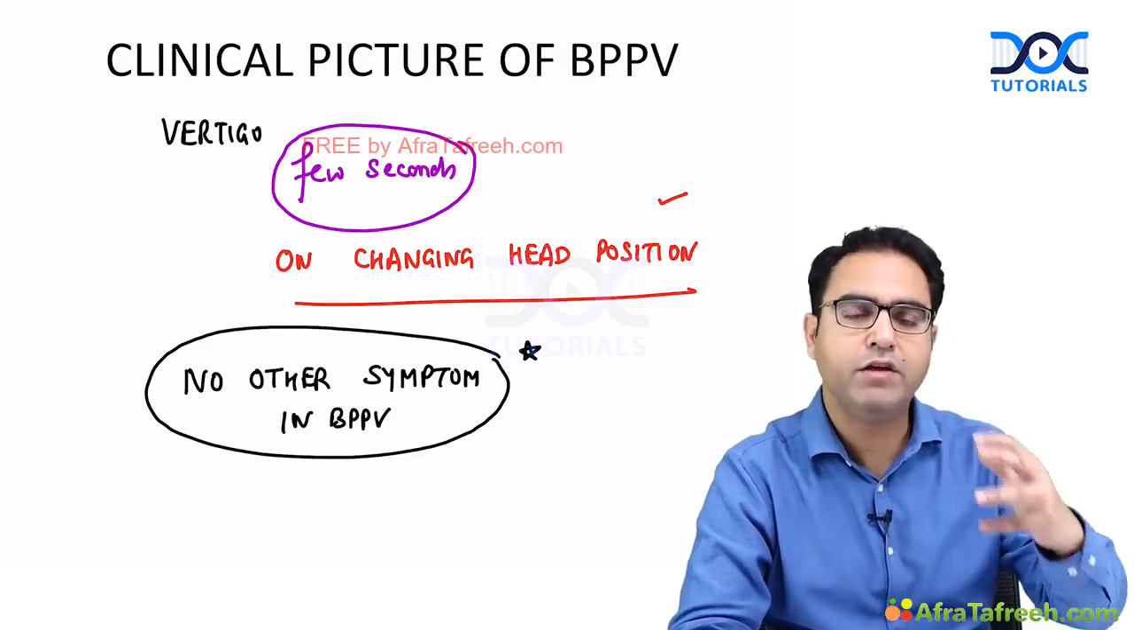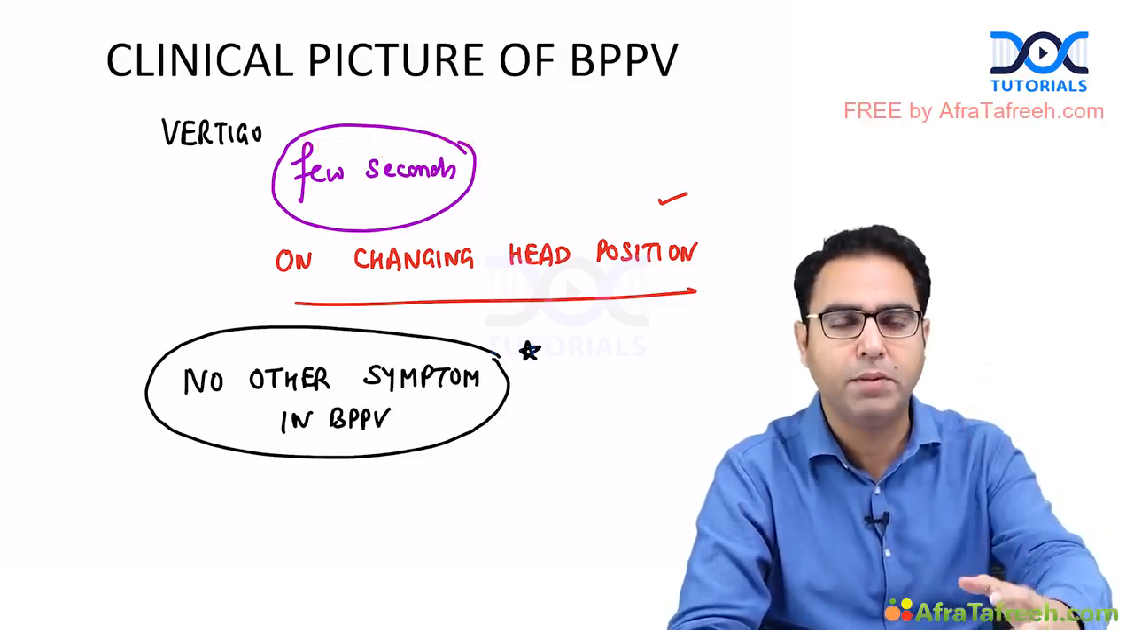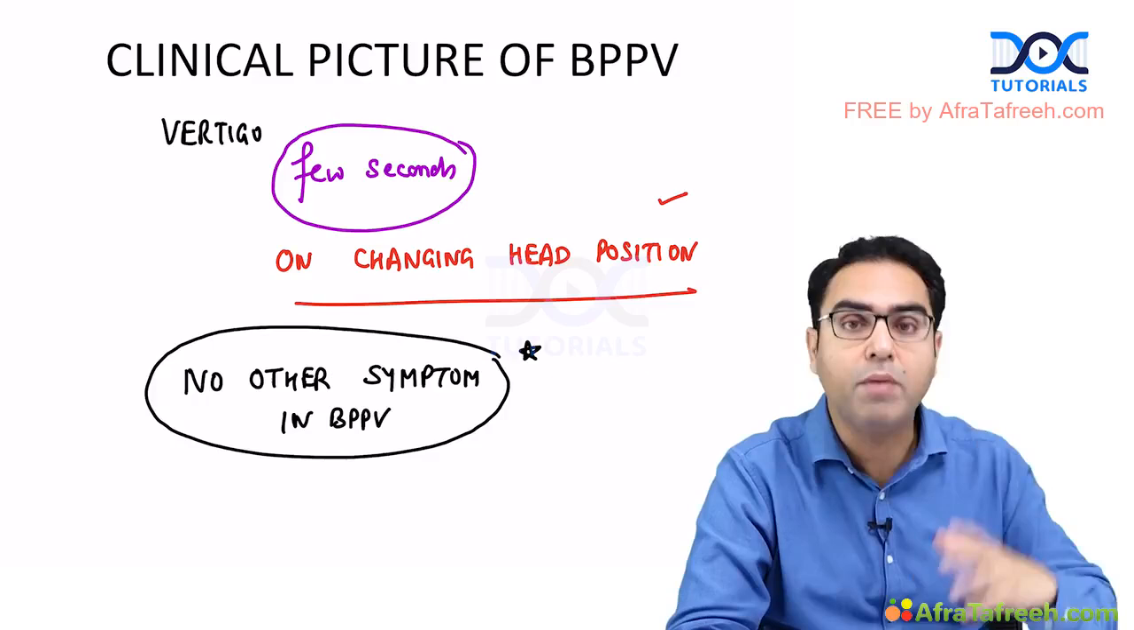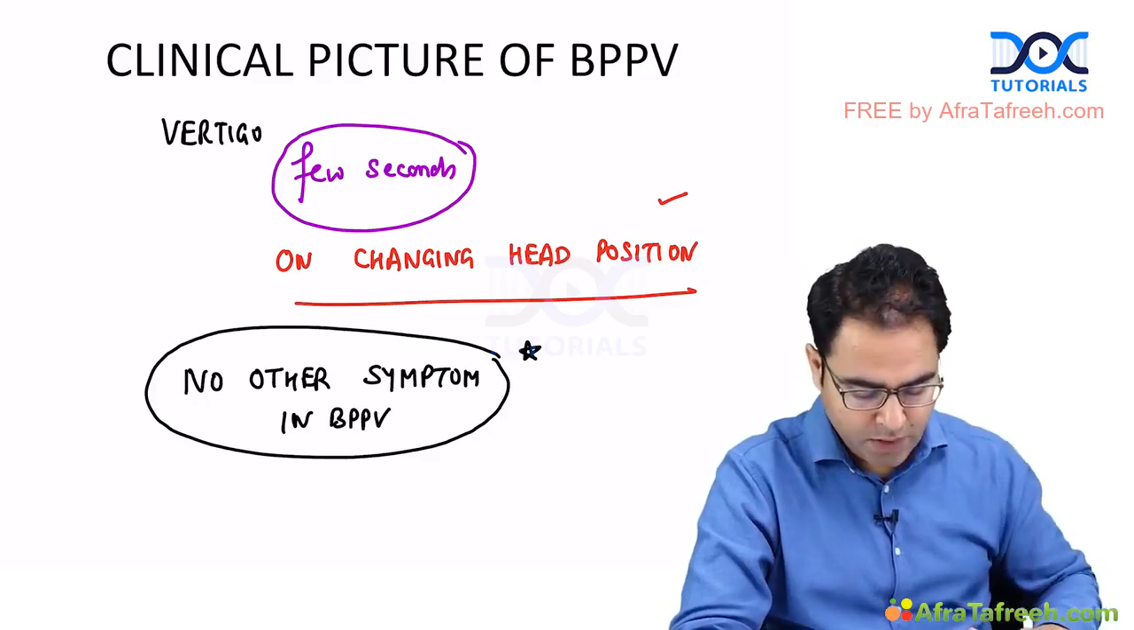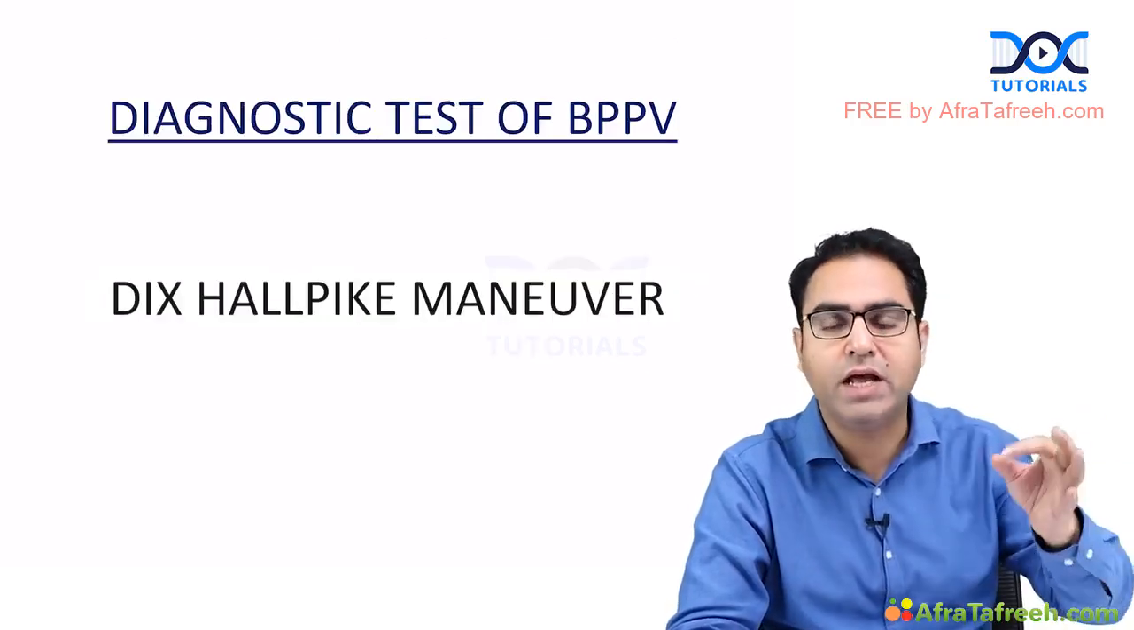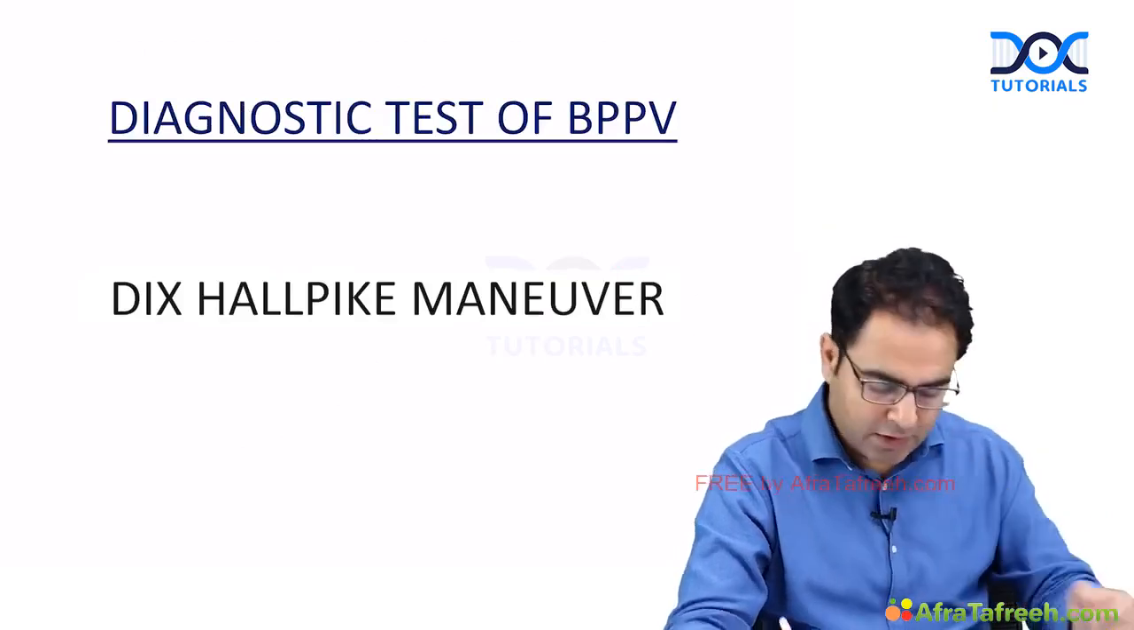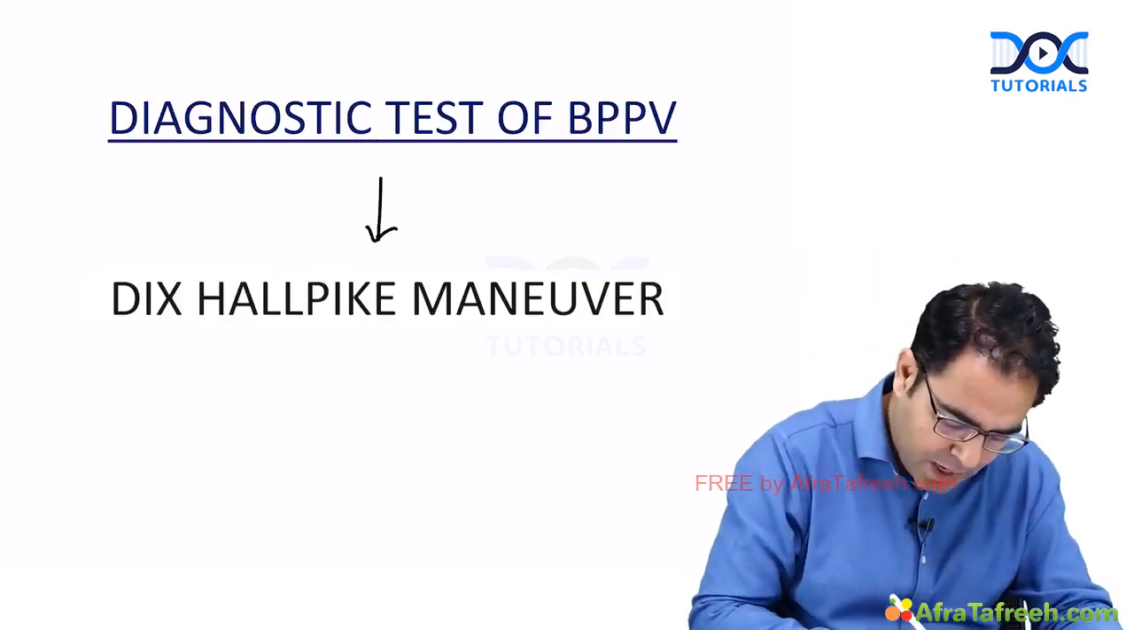Now, after taking history, you know right side BPPV or left side BPPV, you have to confirm it is BPPV. Now, what is the diagnostic test of BPPV? The answer is Dix-Hallpike maneuver.